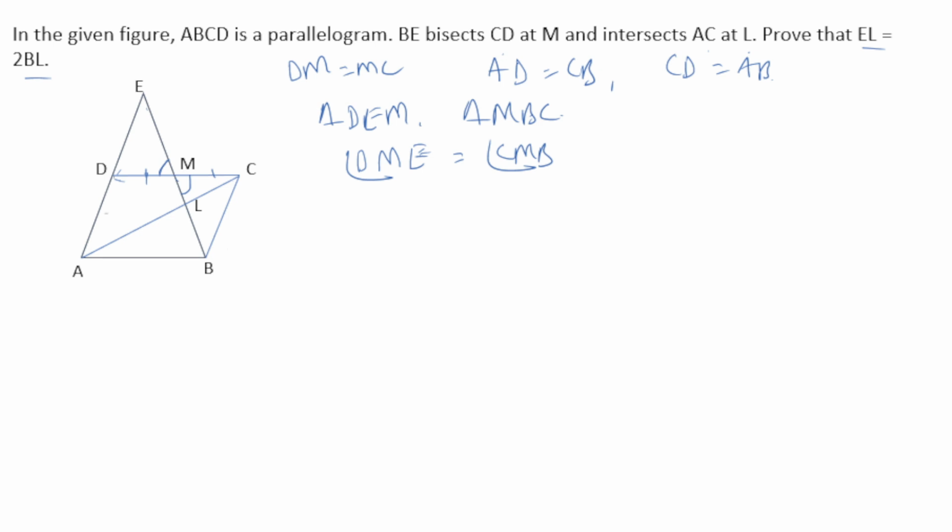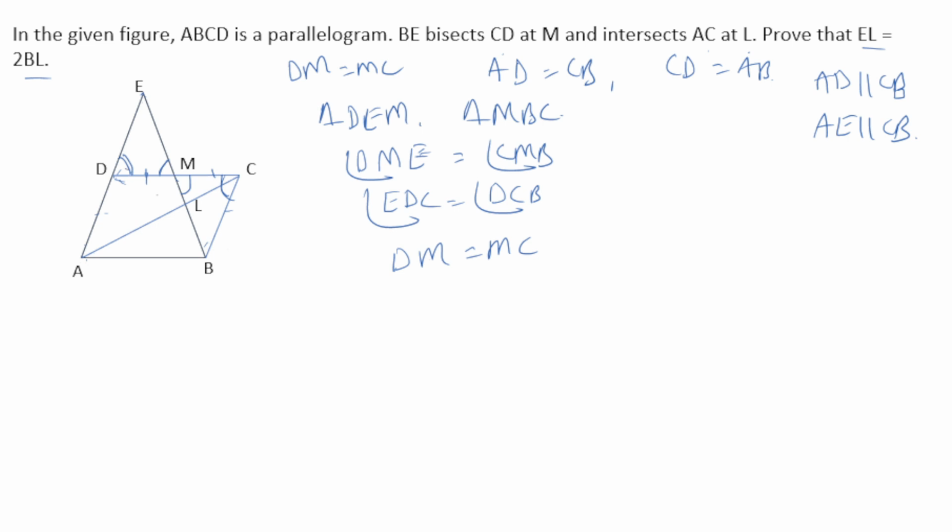And the opposite sides in a parallelogram are parallel. See, when AD is extended to point E, it becomes AE. So here AE is also parallel to CD. Okay. Angle EDC is equal to angle DCB because these both are alternate interior angles, and DM is equal to MC. So by using the angle side angle property, we can say that these two triangles are congruent. Triangle DEM is congruent to triangle CBM.